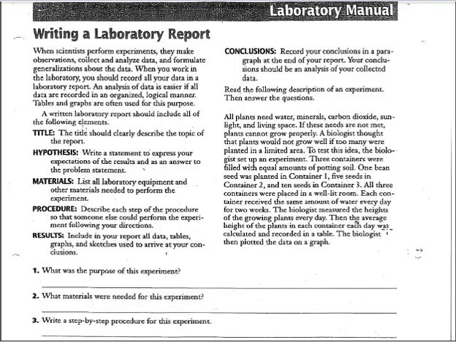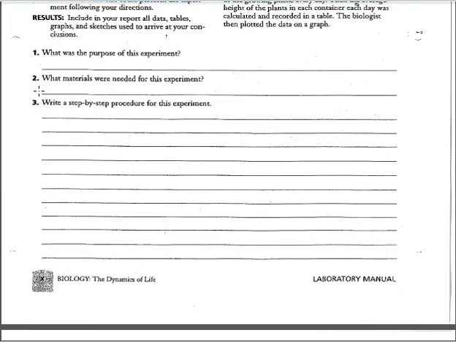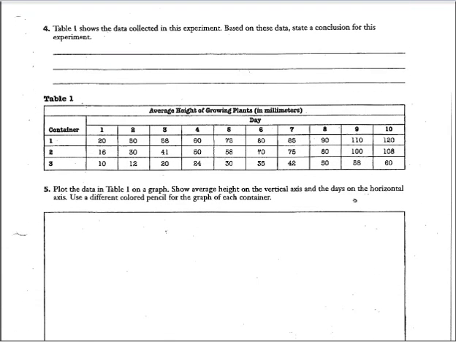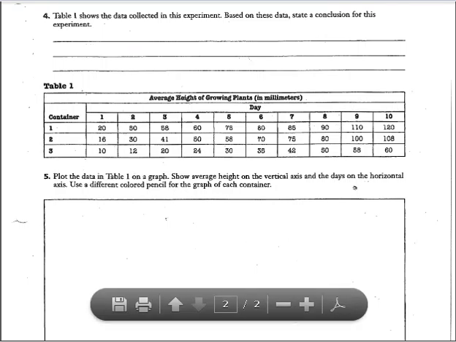So in this lab, they have a fictitious little lab right here, a pretend lab that happened, and then they want you to scroll down over here to the side and write what was the purpose, what were the materials, write a step-by-step, remember to number this out, procedure of what happened, and then you're going to write a conclusion. Down here, you're going to graph the results.